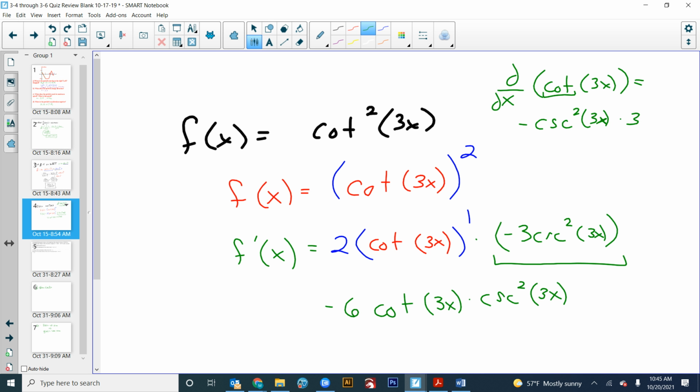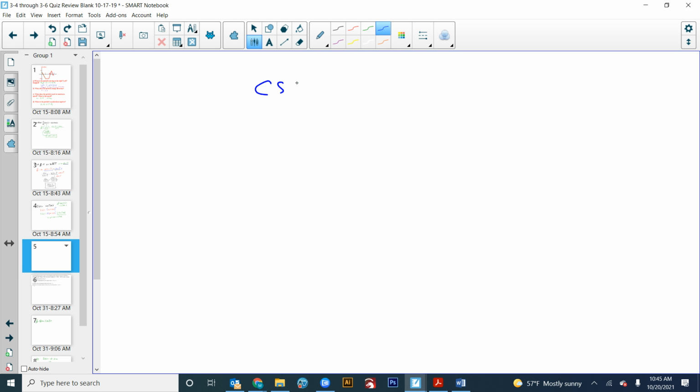You know what it got me thinking? This was kind of an interesting one, right? Kind of weird looking. What if it was cosecant 3x? What's the derivative of cosecant 3x? Hmm.